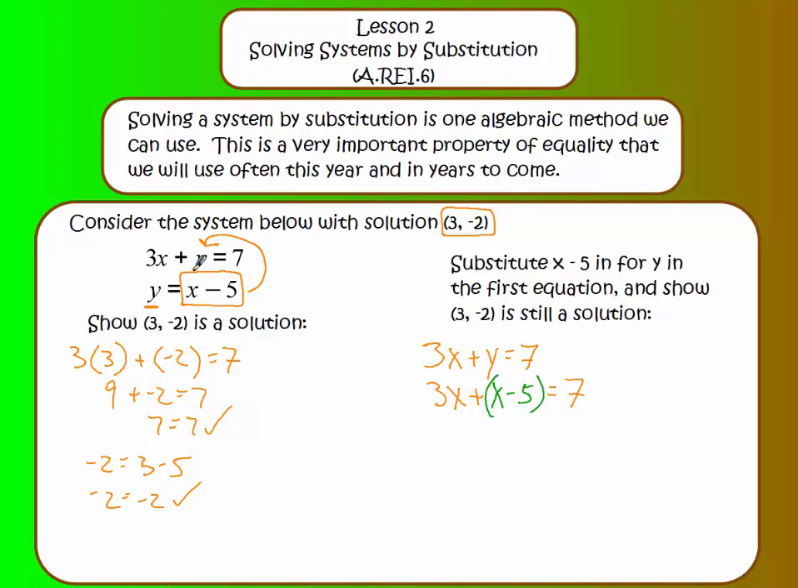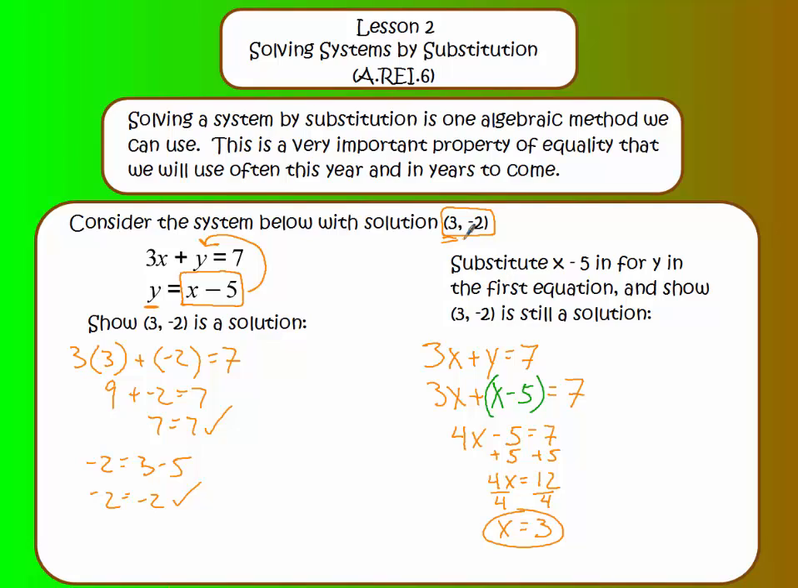Okay, so now I can solve this equation for x. So let's work this through. So 3x plus x minus 5 equals 7. So that's going to tell me 3x plus x is 4x minus 5 equals 7. Let me add 5 to both sides. So 4x equals 12. Dividing by 4 to get x by itself tells me x equals 3. Well, good, because that's what x is supposed to equal.